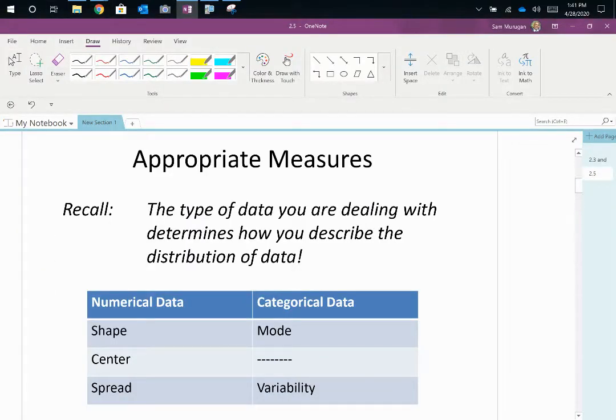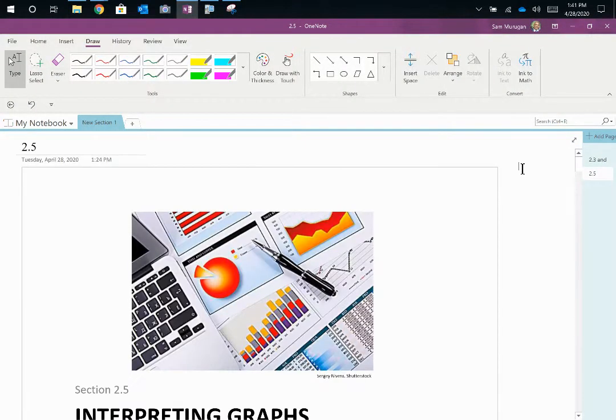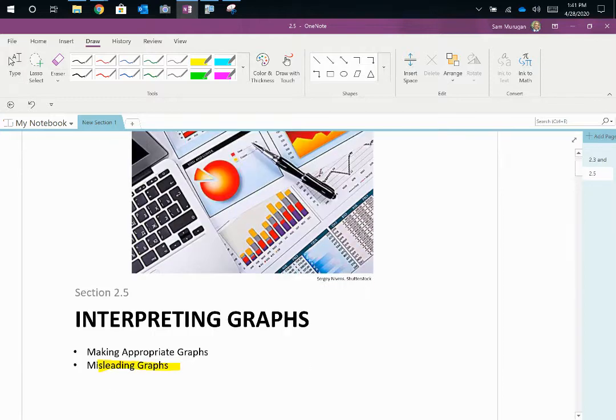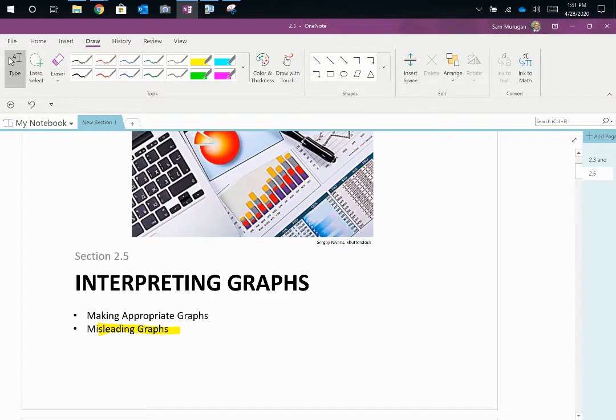So we're doing our last chapter, which is chapter 2.5. Okay, interpreting graphs. And we're going to talk a little bit about making appropriate graphs and how to identify misleading graphs.